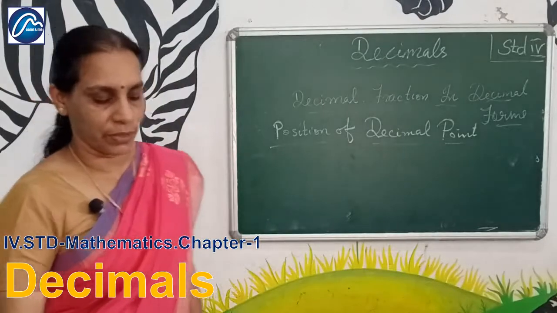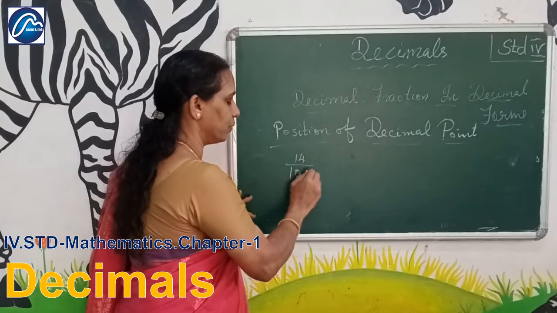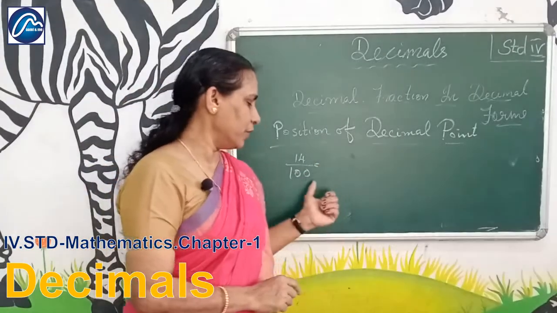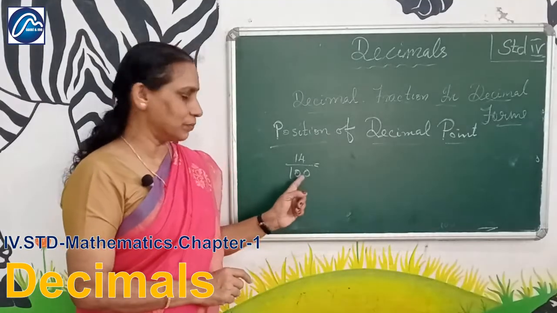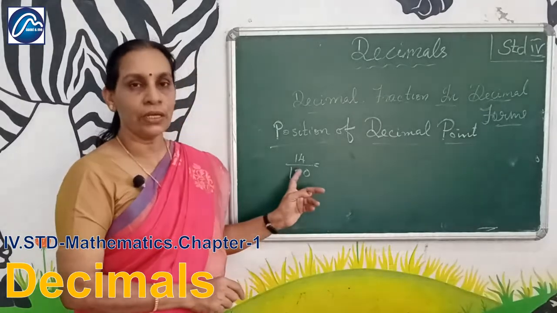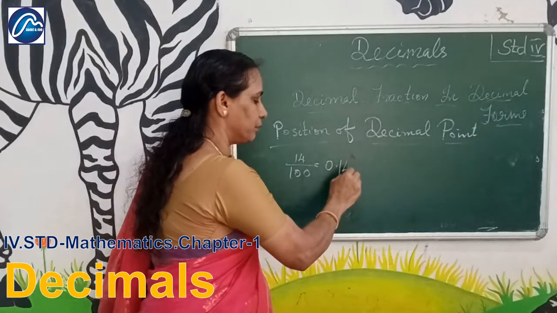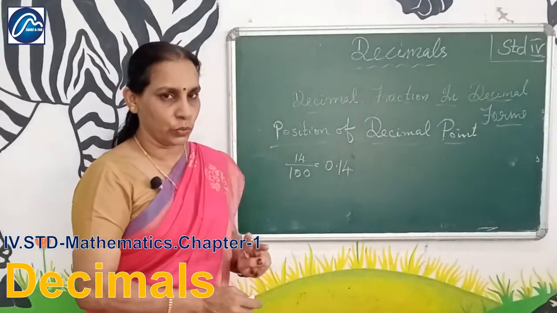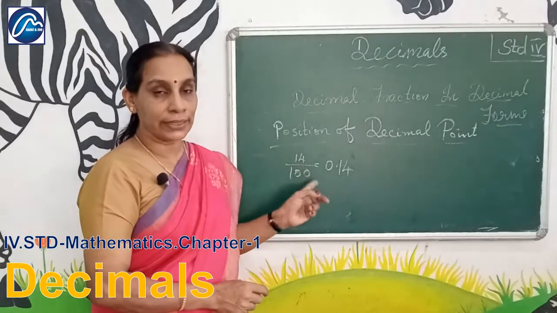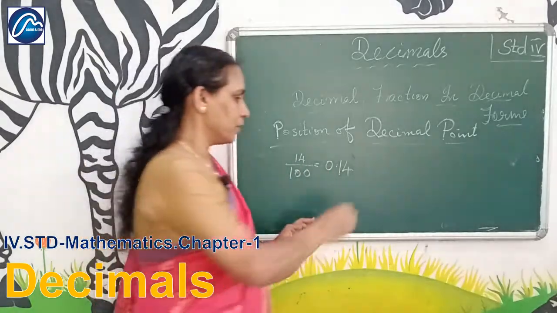Position of decimal point. Suppose it is 14 by 100. You are given 14 by 100. What will you do? We need 2 decimal places because in the denominator it is 100, 2 zeros. So after the decimal we need 2 places. Here it is already 14, 2 digits, so we write 0.14.